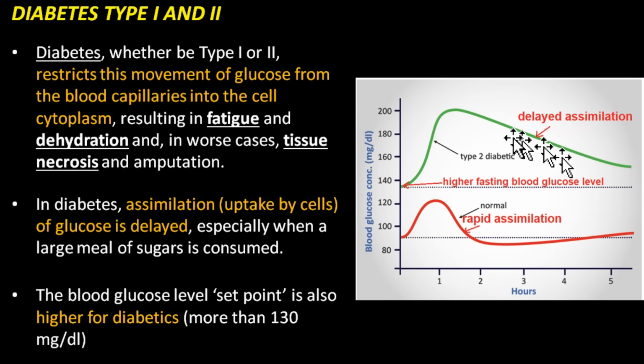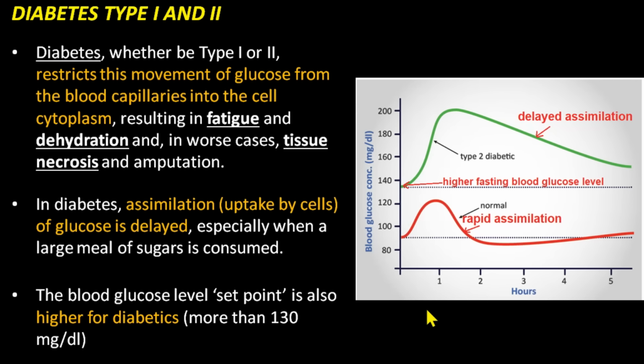This is going to result in fatigue and dehydration, and in the worst cases, tissue necrosis. That's the death of tissues, and amputation and infection. So in diabetes, the assimilation or the uptake by the cells of glucose is delayed. So that glucose in the bloodstream will not be taken up by the cells, especially when you have a very large meal of carbohydrates or sugars. And the blood glucose level or set point is higher for diabetics, which is more than 130 milligrams per deciliter.